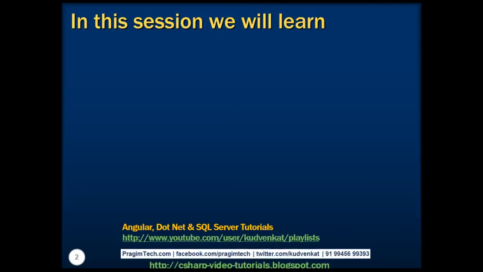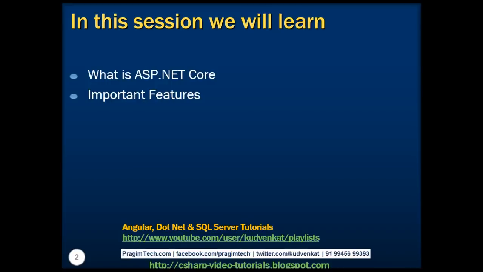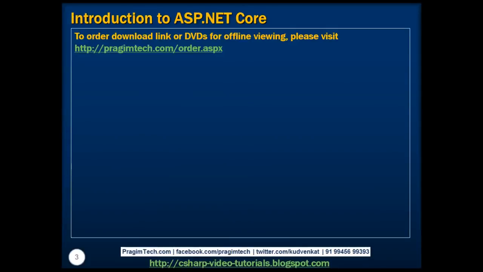In this session, we will discuss what is ASP.NET Core, important features of ASP.NET Core, and advantages of using ASP.NET Core in the application development lifecycle. Let's see what is ASP.NET Core. ASP.NET Core is a free and open source web framework used to develop the next generation of ASP.NET applications. ASP.NET Core is developed and powered by Microsoft as well as community user base.